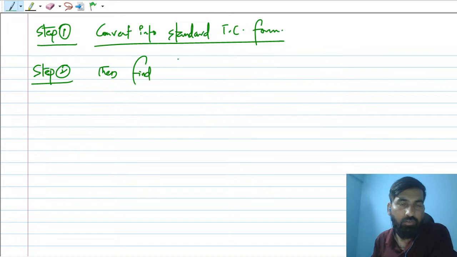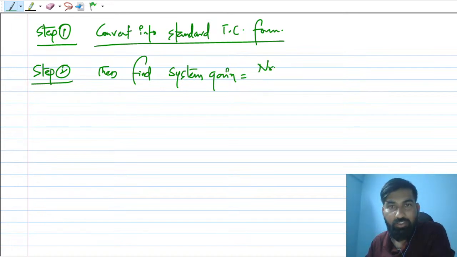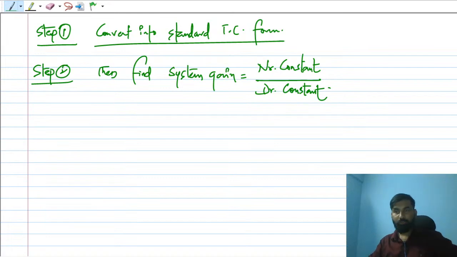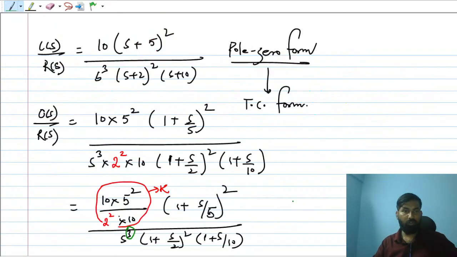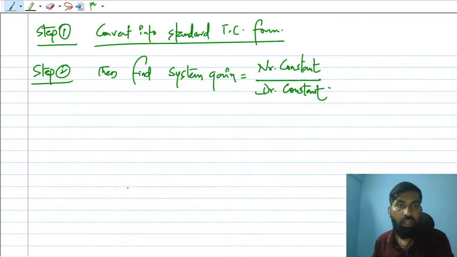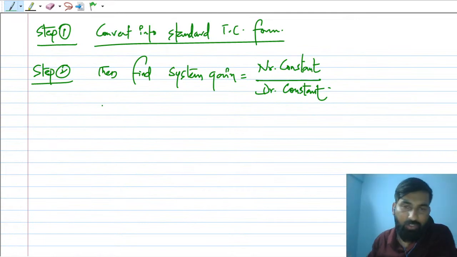Keep in mind, system gain is nothing but the numerator constant upon the denominator constant. Okay, so you see here in the time constant form, this was the numerator constant, right? And this was the denominator constant. Now you have taken the ratio, and that will give you the system gain information, and s to the power n is going to give you the type of the system.